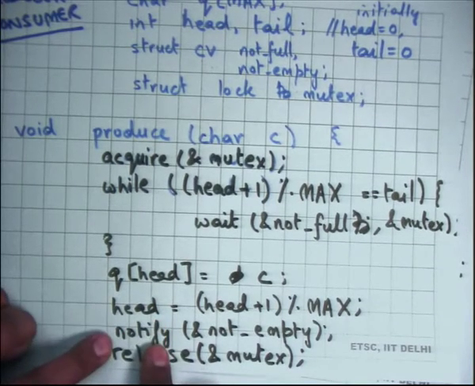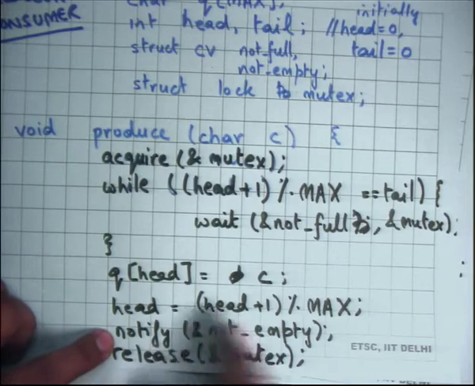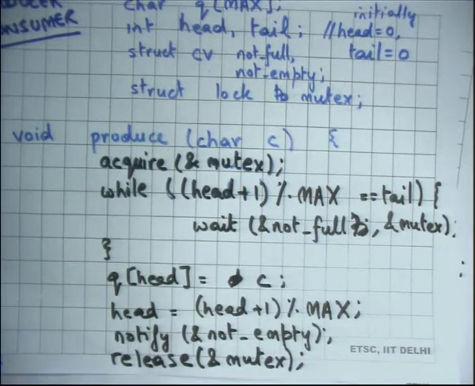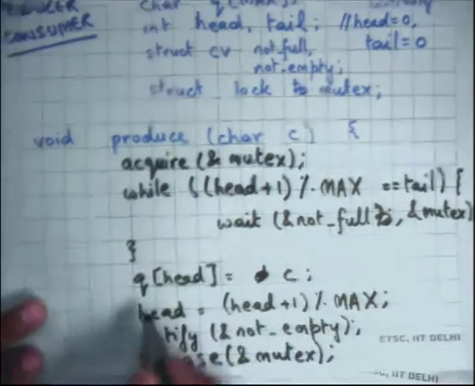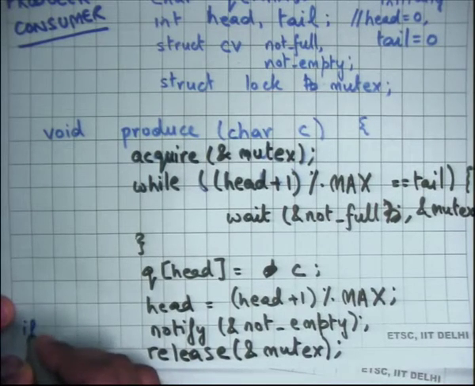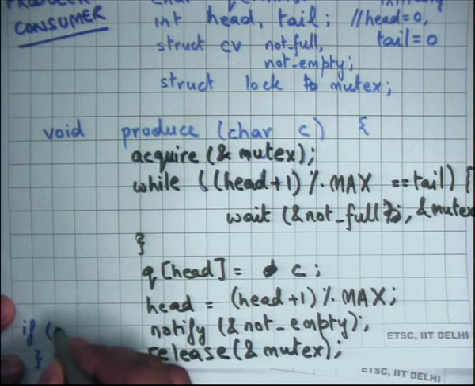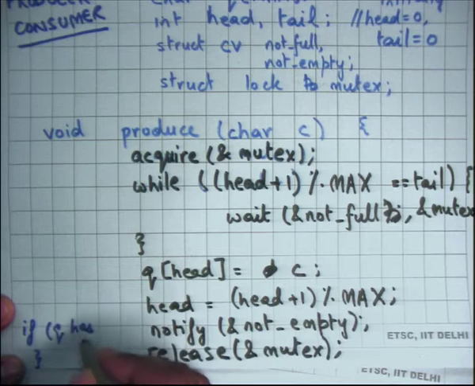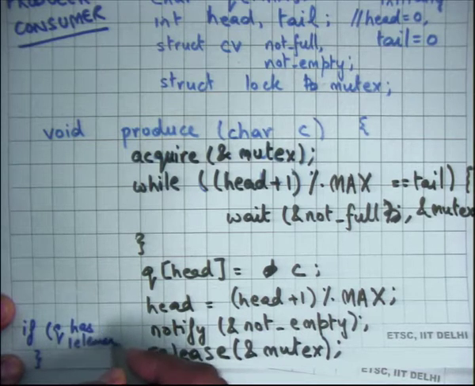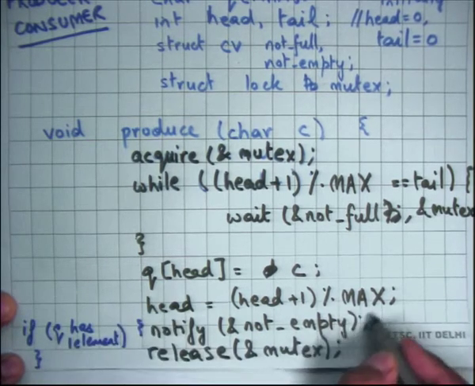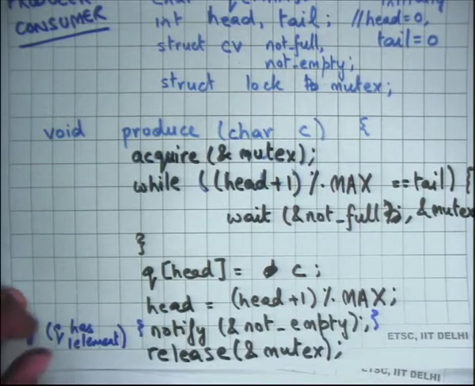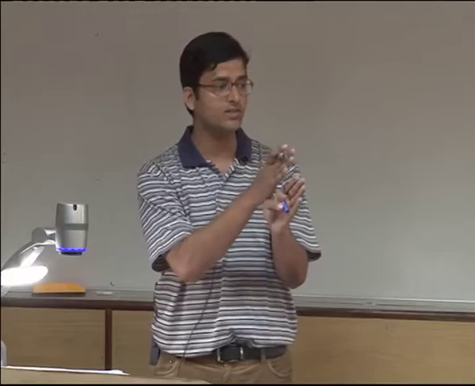After you have produced in the empty slot, you may want to notify the consumer. In this case, I am actually notifying every time, but you may want to be more efficient. You may want to say if Q has one element, only then notify. Don't keep notifying unnecessarily. Only if you have just transitioned from an empty queue to a non-empty queue do you need to notify the consumer, and the consumer will have very symmetric code.